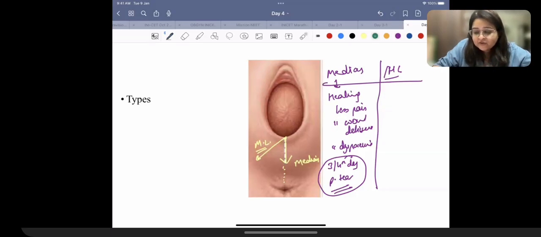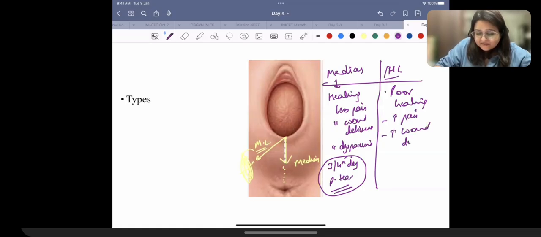So this is the main worry with a median episiotomy. Whereas a mediolateral episiotomy, if it gets extended, तो यहाँ पे कोई major structure नहीं है, it doesn't matter. So extension is not a worry here, but it has poorer healing, more pain, more wound dehiscence rates, because it's an asymmetrical cut. More dyspareunia later on. So it's not good in terms of healing and pain, but it doesn't cause damage to any major structure.